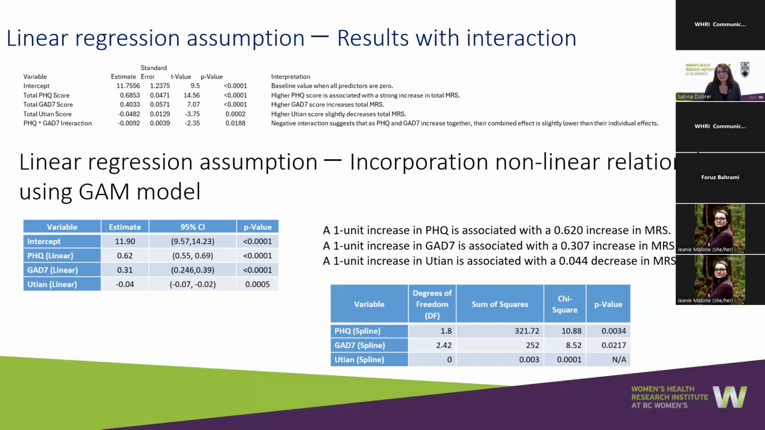So it's basically saying that there is a negative interaction between those two. If PHQ-9 and GAD-7 increase together, the relationship will not be as strong as independently. So we can say that their combined effect is slightly lower than the individual effects. So there is some relationship.